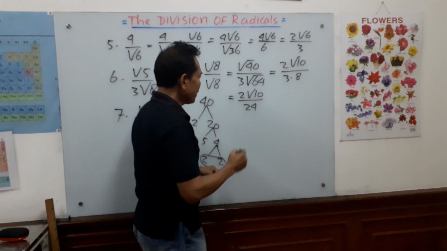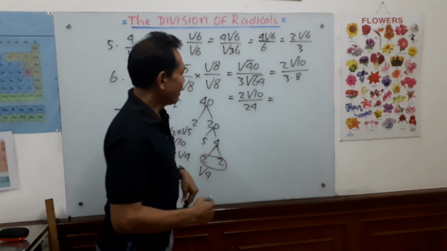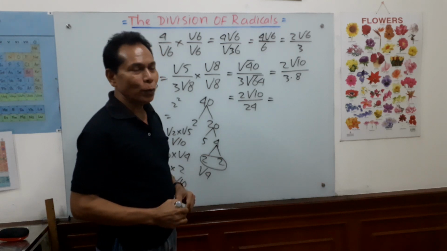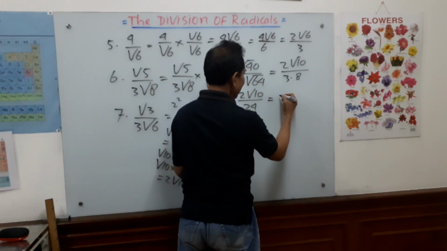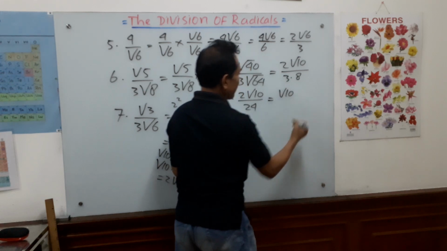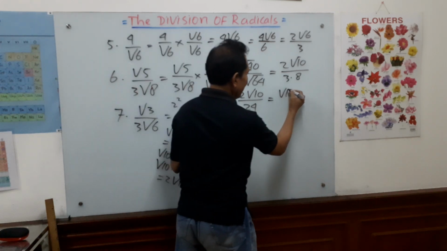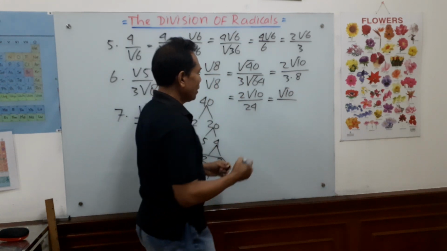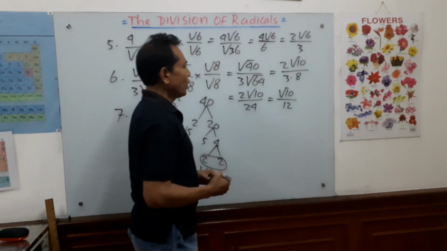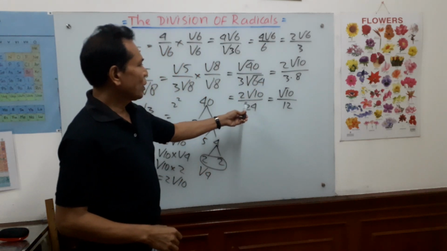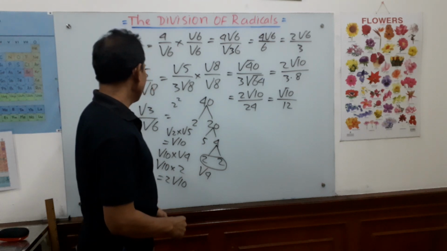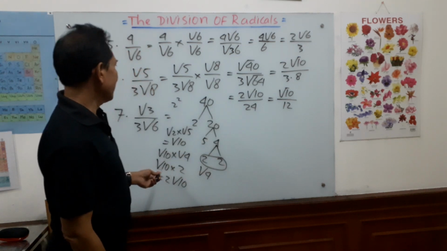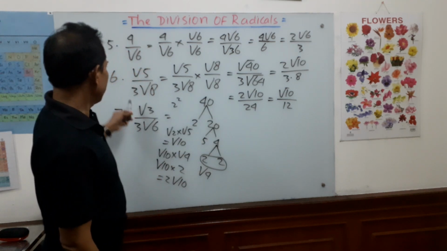Can we still simplify this? Yes, we can go on. We have 2 here, we have 24 here. If we take 2, then this one becomes 1. So 1 square root 10. We just write square root 10 because we normally don't write 1. And 24 divided by 2 is 12. So the final answer is square root 10 over 12. Square root 10 over 12 is your final answer for number 6.